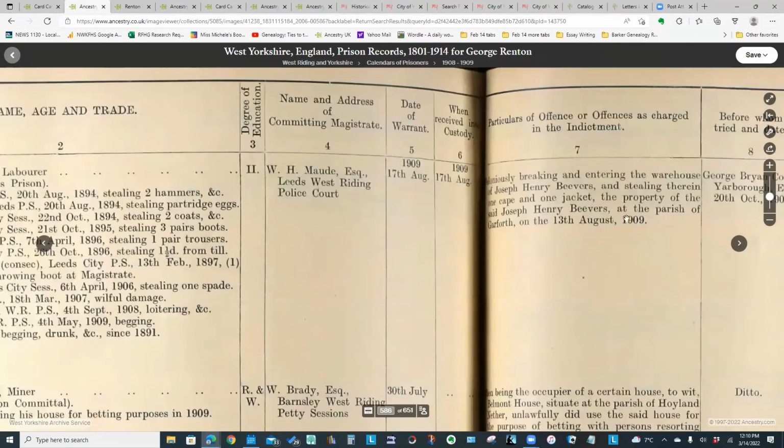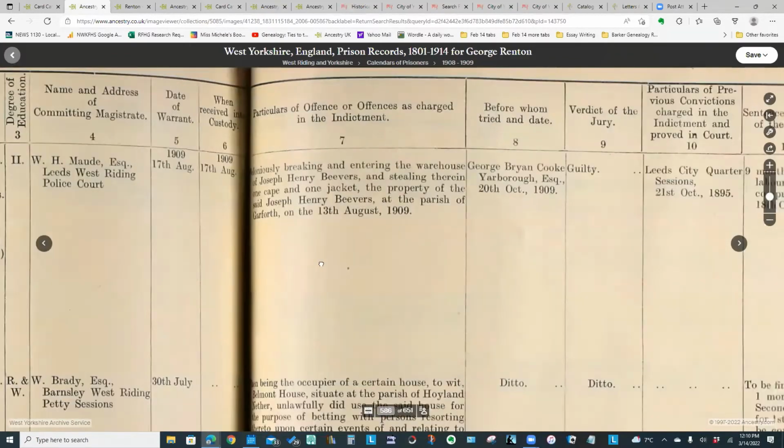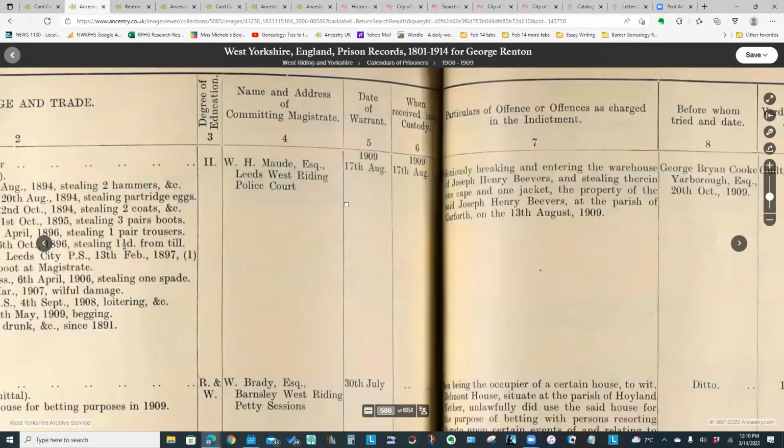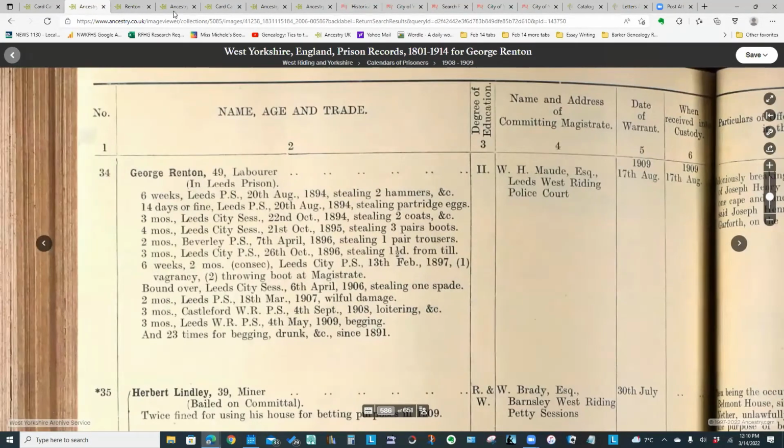And this is the details of his latest offense. It continues on to the next page. It gives the verdict. It tells you which quarter session, and it gives you the sentence, 9 months hard labor. So that's the first set of records I looked at.